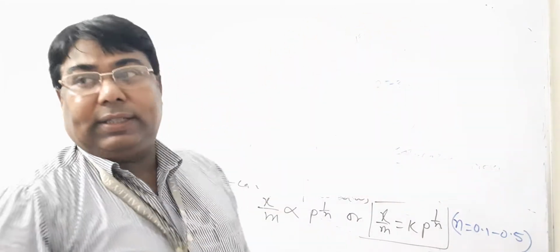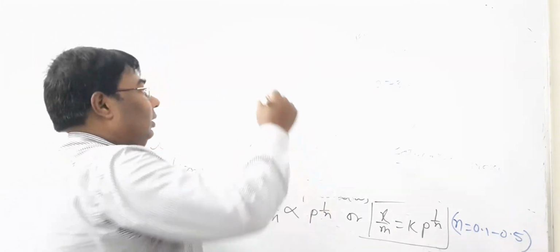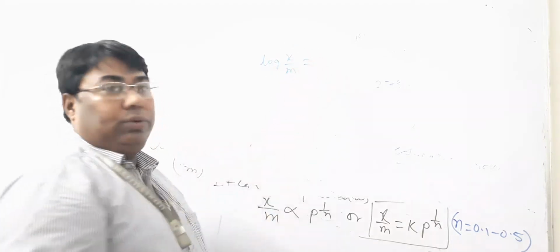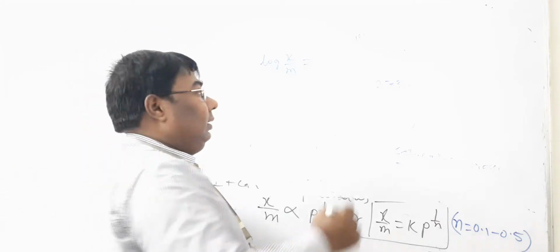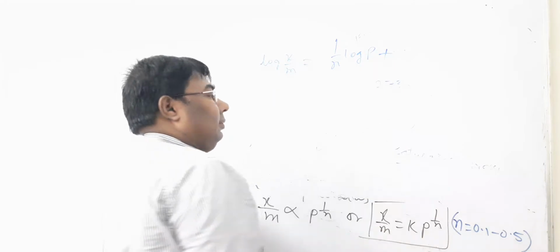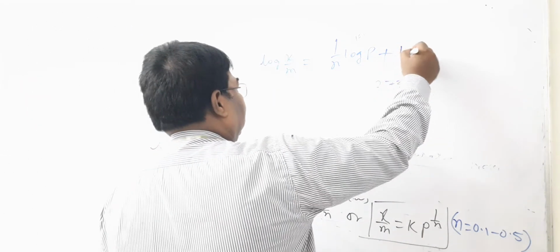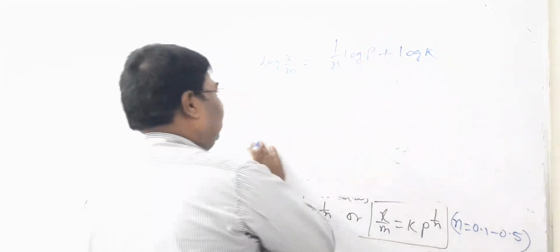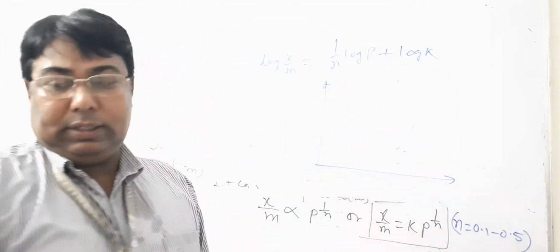The values of x and n are determined by taking the logarithm on both sides. Now log x by m is equal to 1 by n log p plus log k. And then we plot a graph in this way.